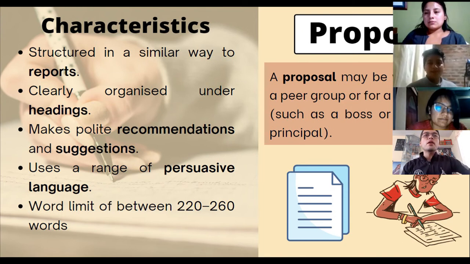And finally, we have the word count. It's between 200 and 260. Basically, those are the characteristics for the proposal.